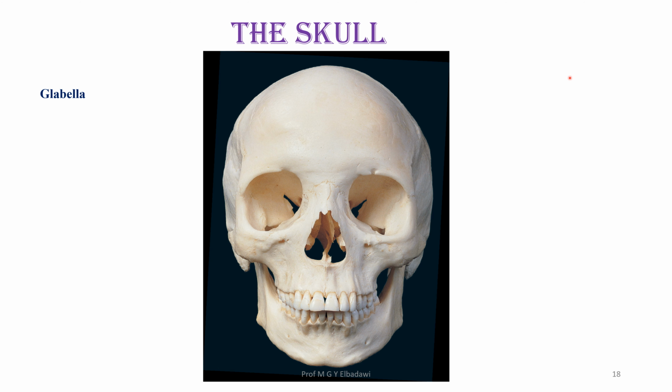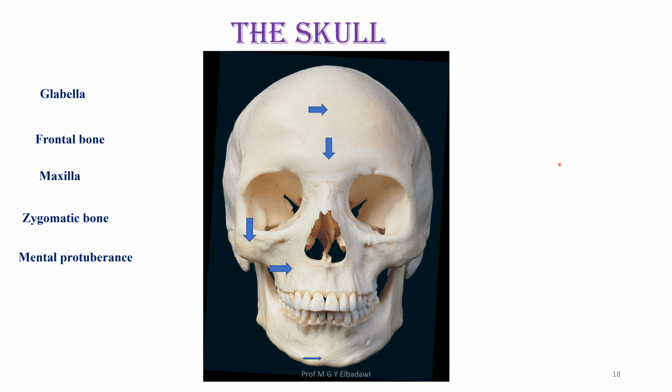Here is again some points, the glabella which we have described when you are looking from the norma frontalis, the frontal bone, that is the maxillary bone, that is the zygomatic bone here. That is the mental protuberance here, this part here.